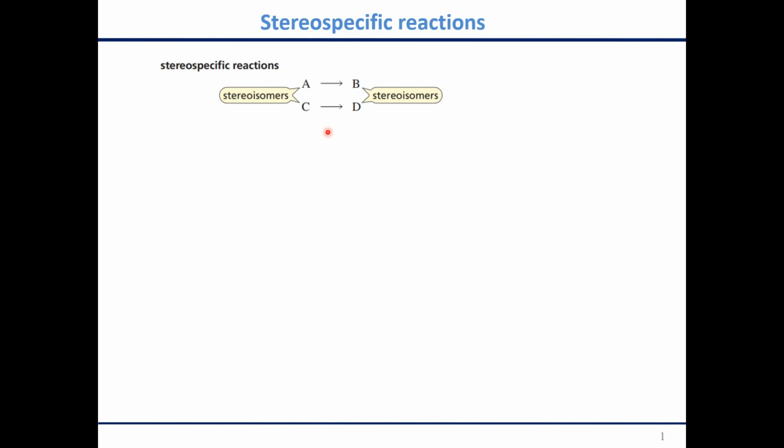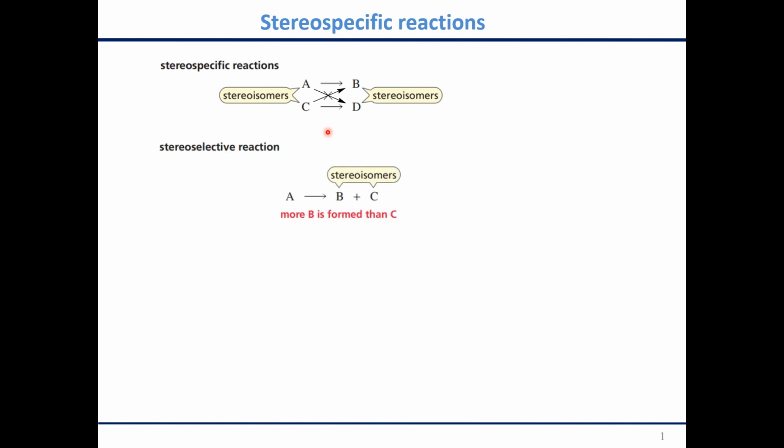This stereospecific reaction is also a stereoselective reaction because A forms B selectively, C forms D selectively, and A is not forming D, C is not forming the B stereoisomer. Hence the stereospecific reaction we can consider a stereoselective reaction also.